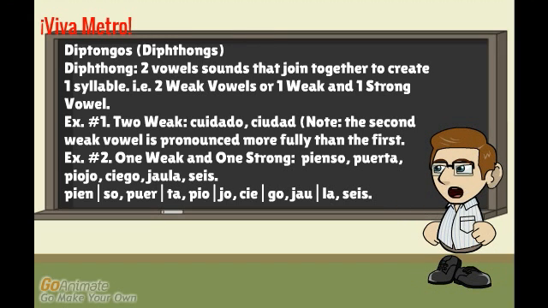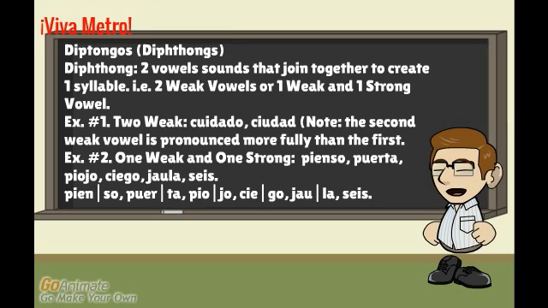In order to give some examples, we need to discuss what diphthongs are, which in Spanish is called diptongos. So what are diphthongs? Diphthongs consist of two vowel sounds that join together to create one syllable, i.e., two weak vowels or one weak and one strong vowel. The vowels that can be friends. Let's see the following examples.